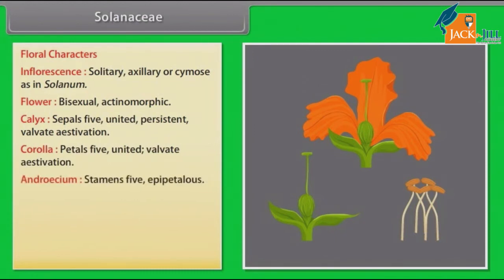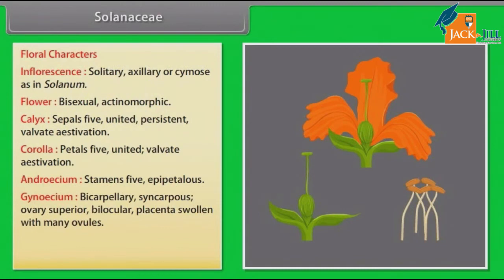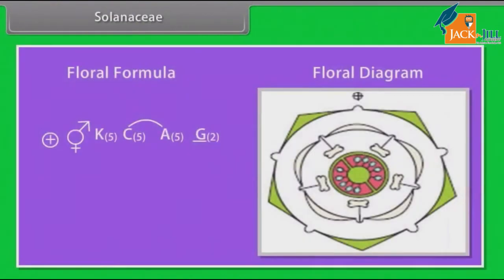Androecium, stamens 5, epipetalous. Gynoecium bicarpellary, syncarpous, ovary superior, bilocular, placenta swollen with many ovules. Fruits berry or capsule. Seeds many, endospermous. Floral formula is shown, and this is the floral diagram.